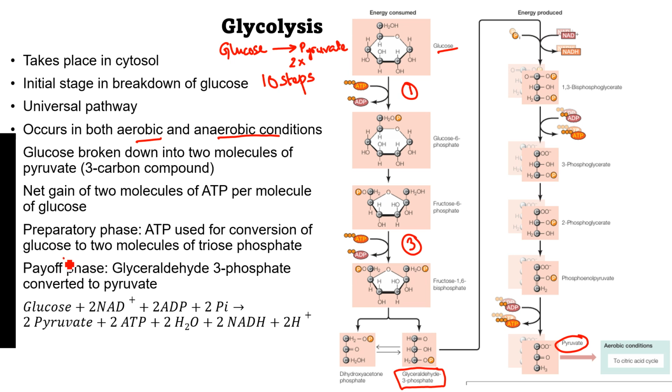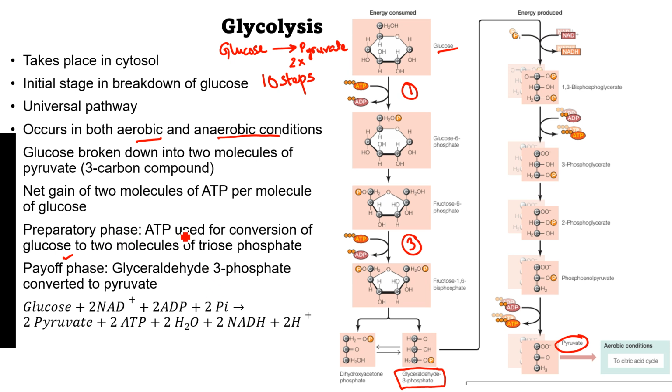So why is it called the payoff phase? Because in this phase the ATP molecules are now liberated. The high energy intermediates which were produced in the preparatory phase are now broken down, and we get ATP molecules.